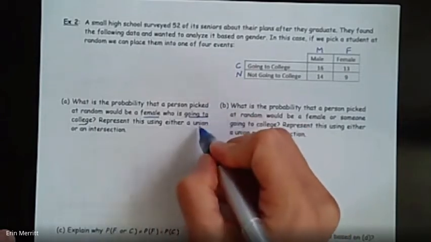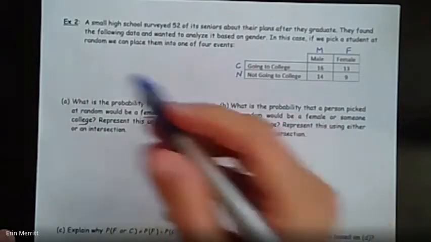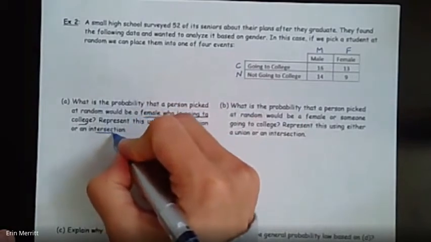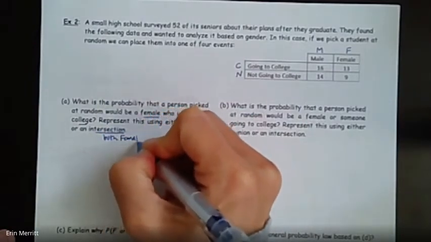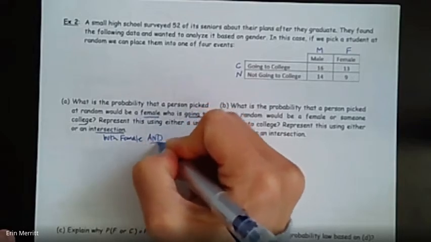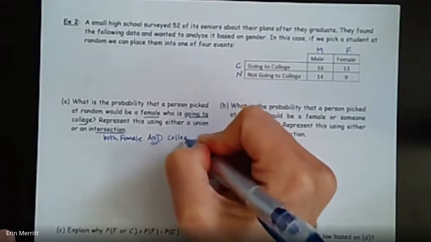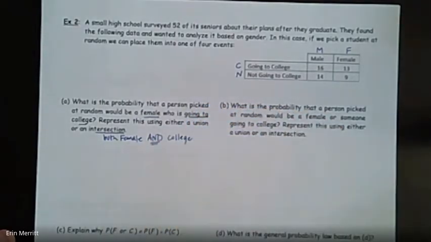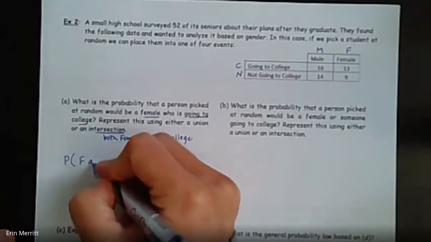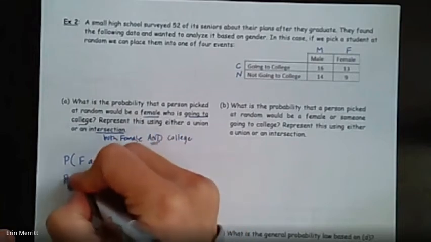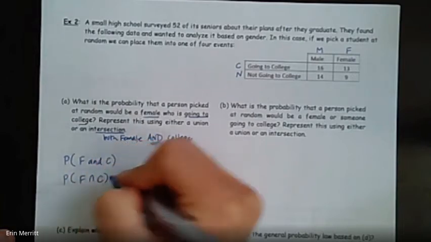In this case, we would represent this with the intersection. It's going to be both. They're both female and they're going to college. So when you can use that word and, we're talking about the intersection. You can even write it out: probability of female and college, or you can write it as F intersect C.